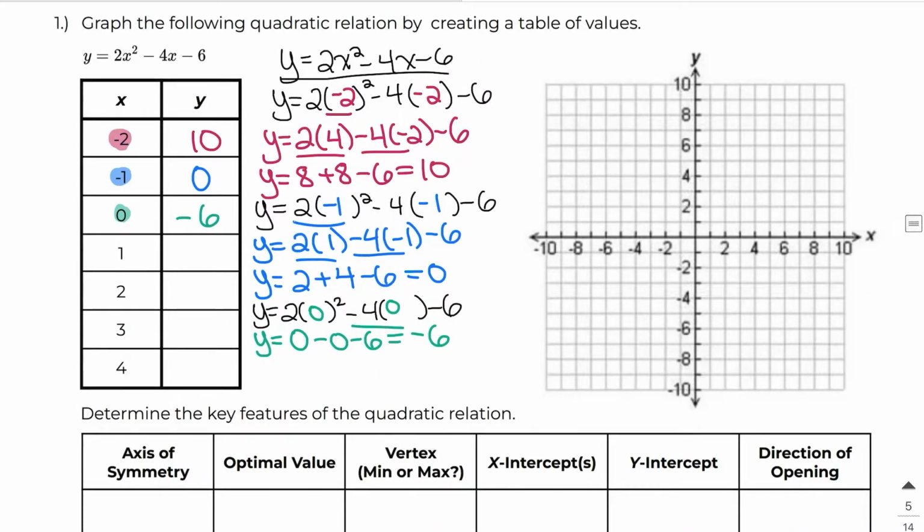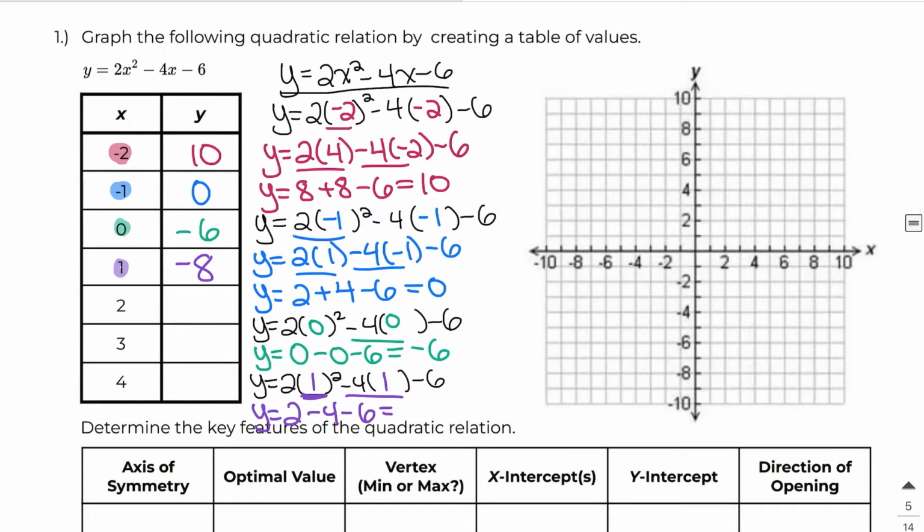Let's go ahead and do the next one. Here I've got a 1. Here I'm going to replace the x with 1. 1 squared is 1. And then I get 2 times 1, which is 2, and then negative 4 times 1 is negative 4, and then subtract 6. 2 minus 4 is negative 2, minus 6 gives me negative 8.